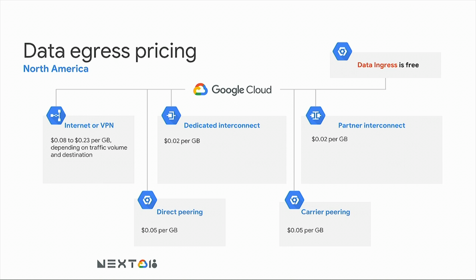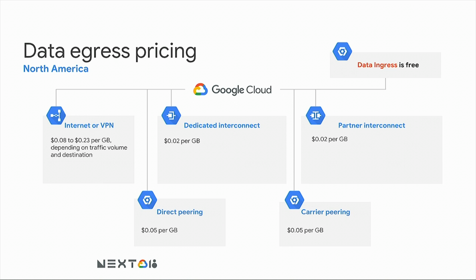So speaking of egress, on VPN it's just like an internet connection. Depending on how you're connecting to us and where you're connecting to us, that runs from about 8 cents a gig all the way to 23 cents a gig. The higher end of the scale is for places like Australia and South America, where it costs us a lot more to provide transit in those locations. For dedicated and partner interconnect in North America, we charge 2 cents per gig. If you're interested in other locales, please go to the website, and all that pricing is available there as well.